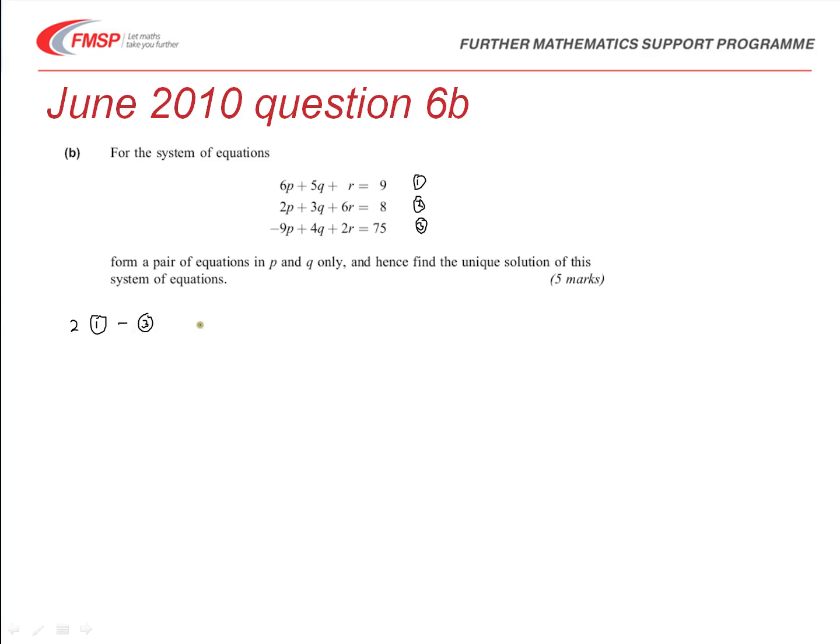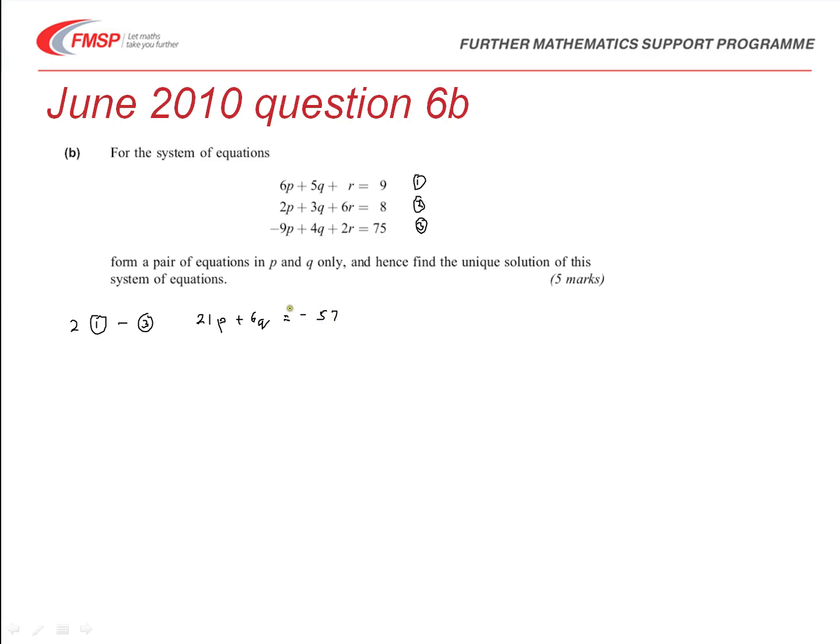So we get 12p take away a -9p, so that's 21p. And you got 2 times 5q is 10q, take away the 4q will give us 6q. The R's will cancel, and then we've got 9 doubled is 18, and 18 take away the 75 will give us -57. So that's given us one equation that's true.